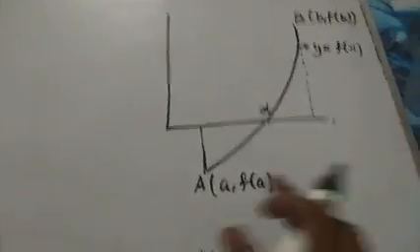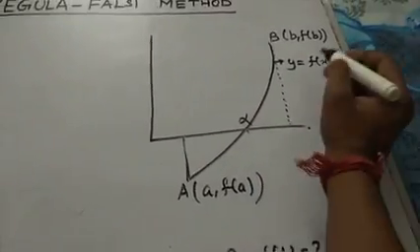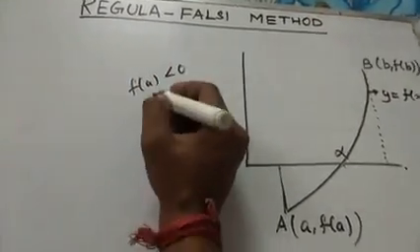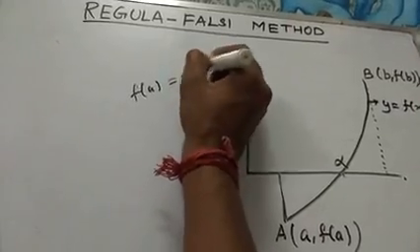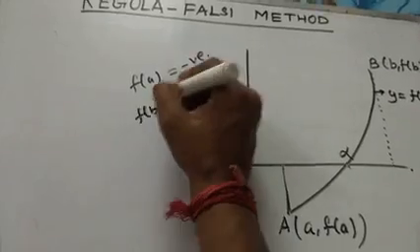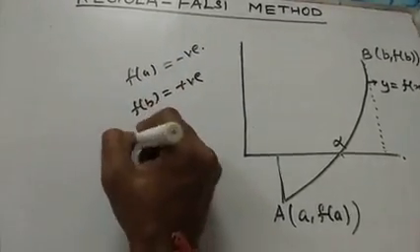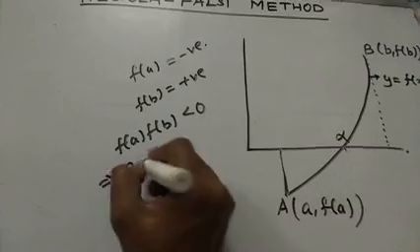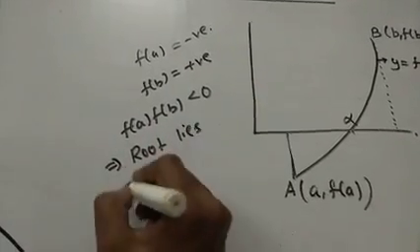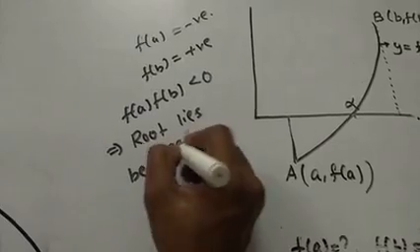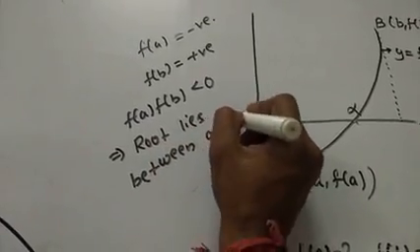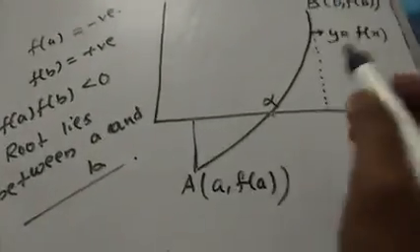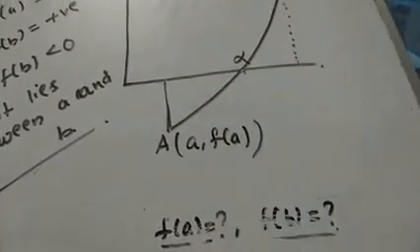And by the theorem, if f of a has a negative value and f of b has a positive value, then f of a into f of b will be less than 0, which implies the root lies between a and b. In this particular way we have assumed these two points A and B.